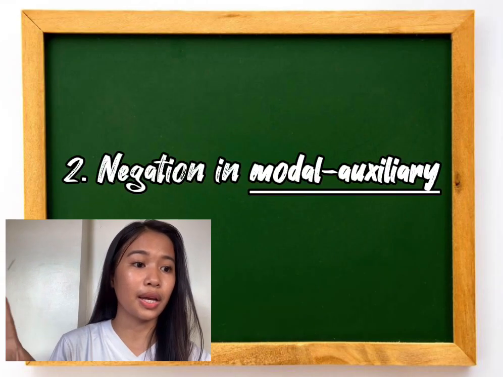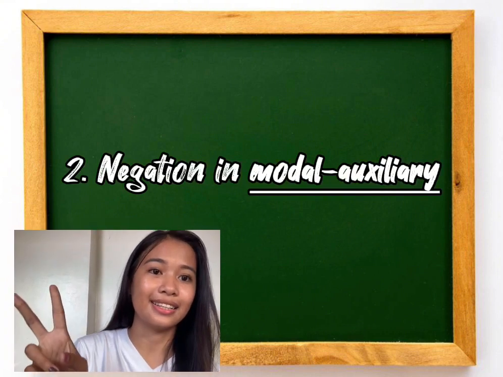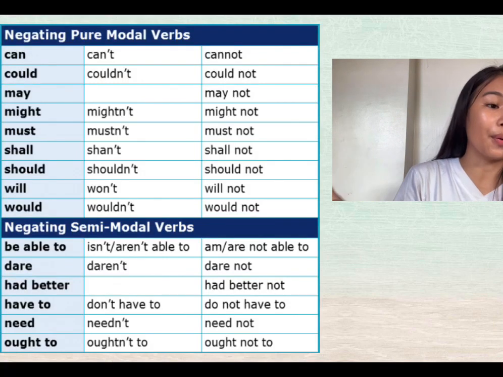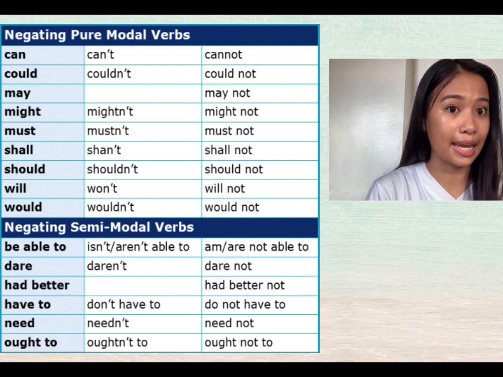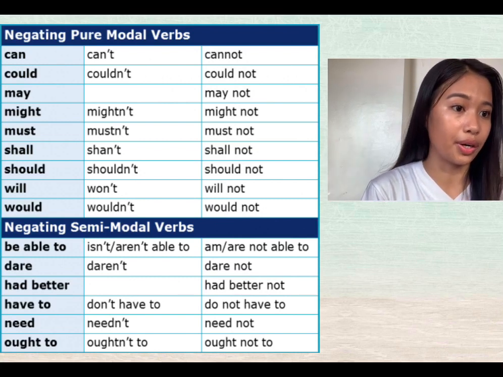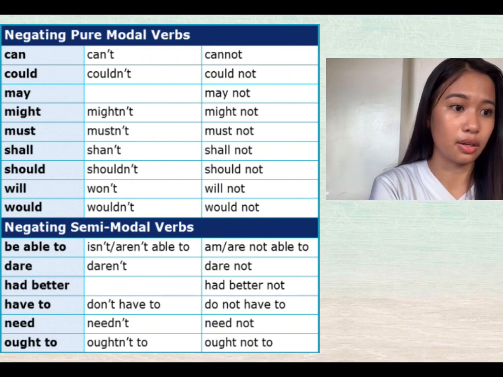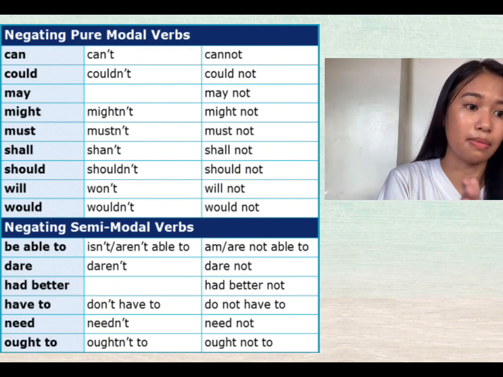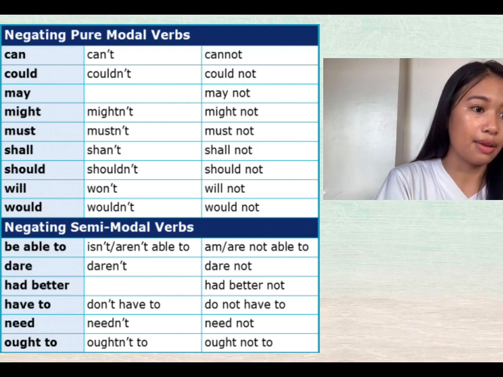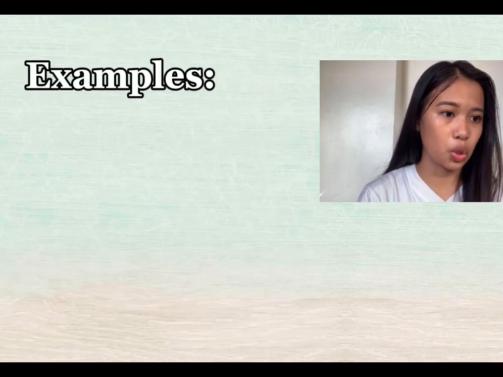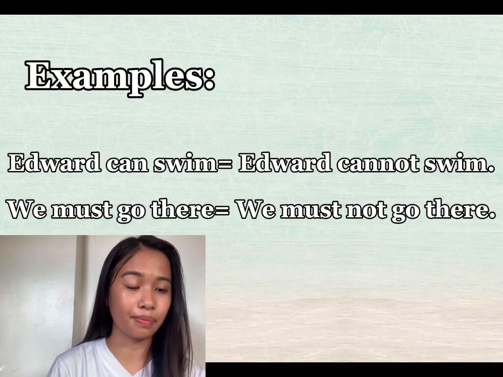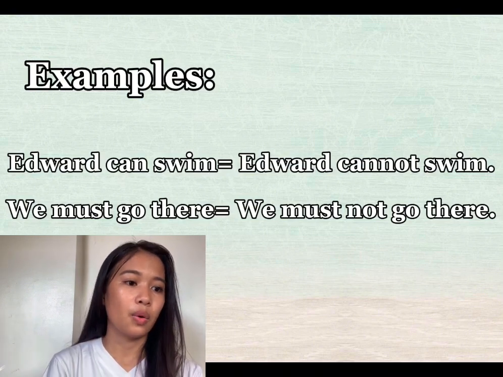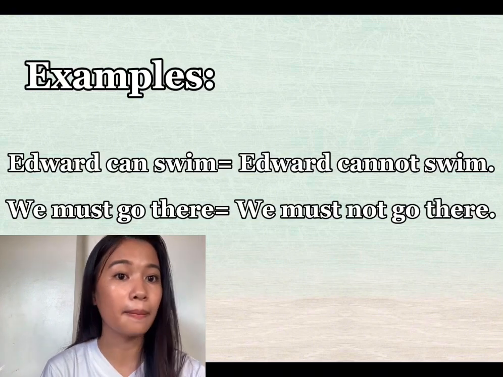So, number two, negation in modal auxiliary. So here is another table for our negation in modal auxiliary. Negating pure modal verbs: can, in negative word, it could be can't and cannot. Negating semi-modal verbs: be able to, isn't, aren't able to, are not able to. There are examples. Edward can swim. In negation, Edward cannot swim. We must go there. In negation, we must not go there.